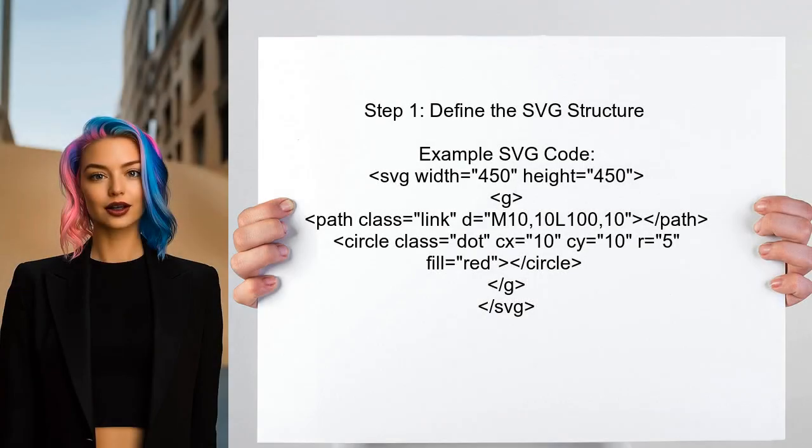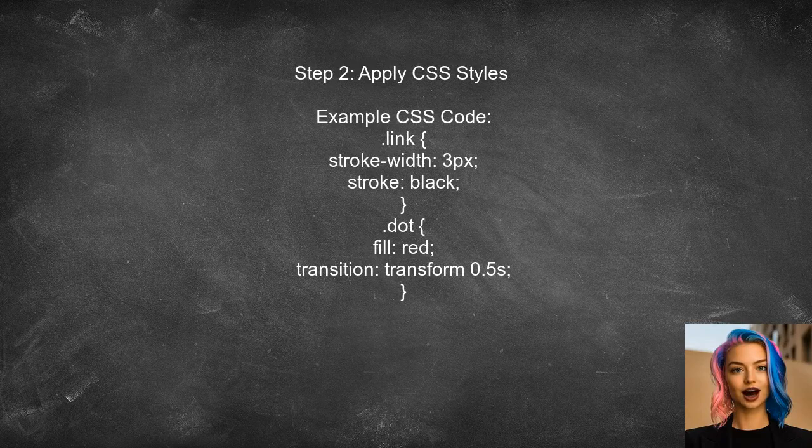To create the animation of dots moving along a path, the user should start by defining the SVG structure. This includes creating the paths and the dots that will animate along them. Next, the user needs to apply CSS styles to the dots and paths. This will help in visualizing the animation clearly. The user can set the stroke and fill properties for the paths and dots.